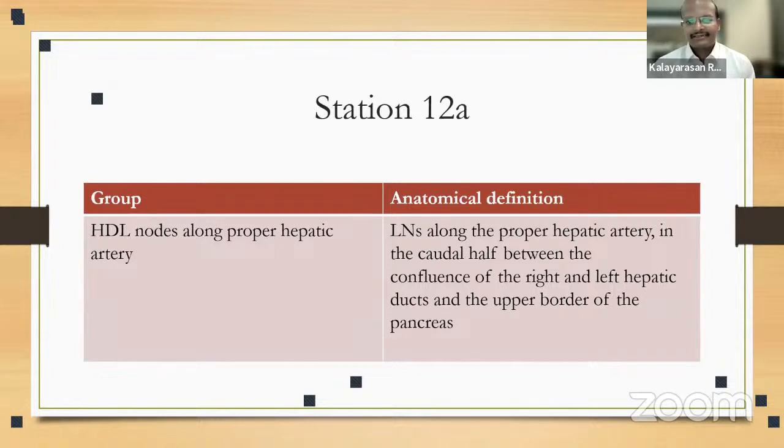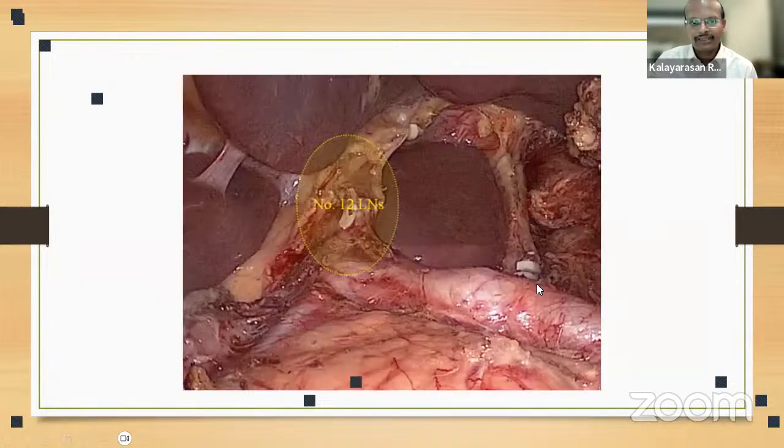So the next is station 12A, which is actually the lymph nodes along the proper hepatic artery. If you see the definition, it is between the caudal half of the confluence of the right and left hepatic ducts and the upper border of the pancreas. But actually, we don't strictly follow this definition, because we don't actually measure where the confluence and the caudal half are. What we do in practice is we go along the hepatic artery proper, take off the lymph nodes, and make sure we see the portal vein. That is, the left border of the portal vein should be visible. And that ensures the clearance of the 12A.